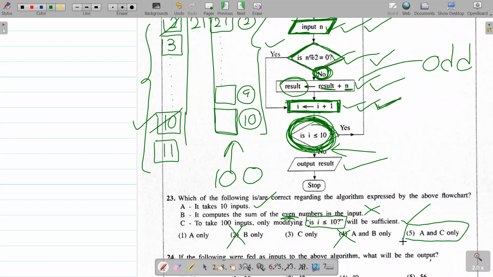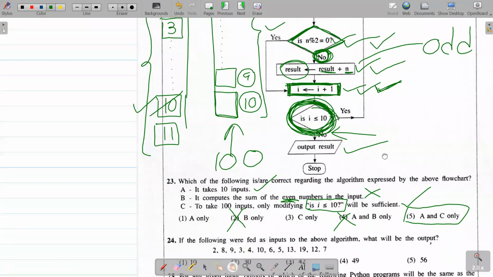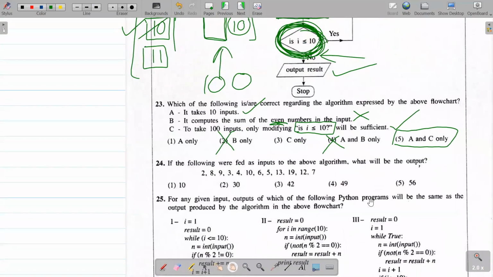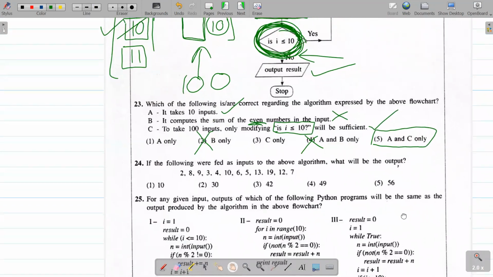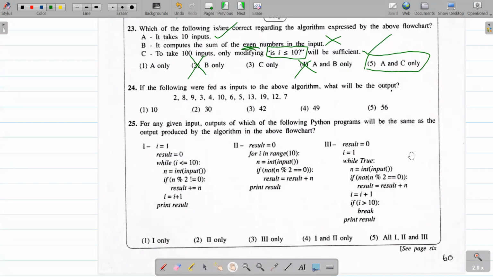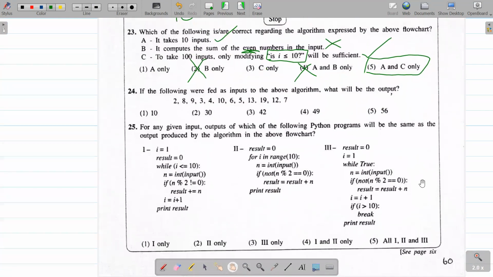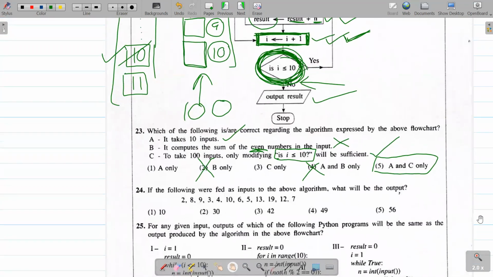Okay, 24. All right. If the following were fed as input to the above algorithm, what will be the output? දැන් අපි algorithm එකේ විදිහ දන්නවා නේද? You take inputs 10ක් ගන්නවා, ඒ 10න් odd numbers ටික එකතු කරනවා. එකතු කරලා තමයි output result කියන තැනදී, ඒ කියන්නේ මෙතනදී, odd numbers වල එකතුව දෙන්න ඕනේ.